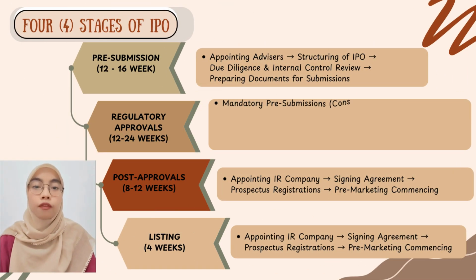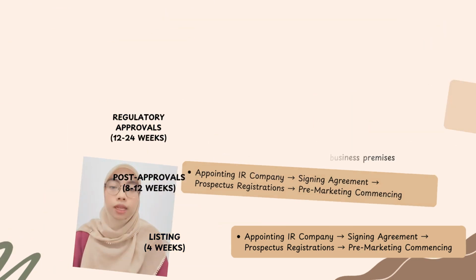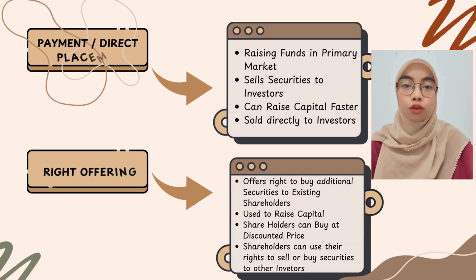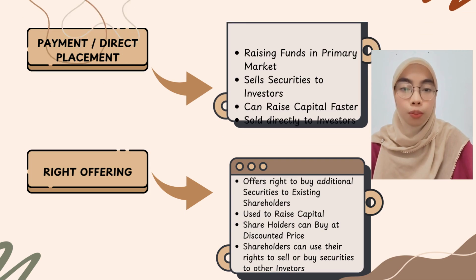Primary market. An IPO has 4 stages: pre-submission to prepare document, regulatory approval for review, post-approval for marketing, and finally listing, where the company goes public. Companies raise funds in 2 ways. First, direct placement sells securities directly to investors for faster funding. Second, a right offering gives existing shareholders the chance to buy more shares, usually at a lower price.